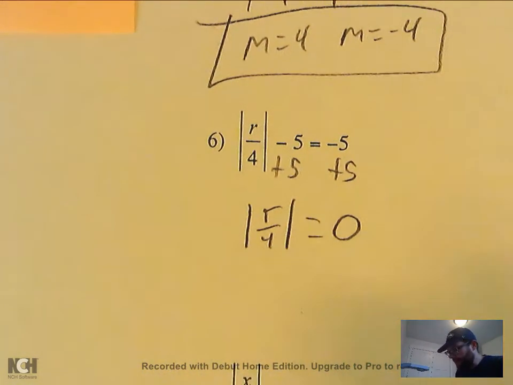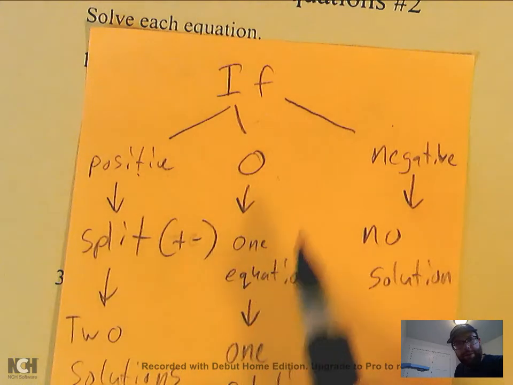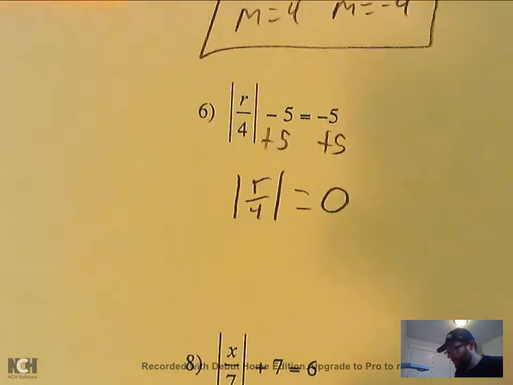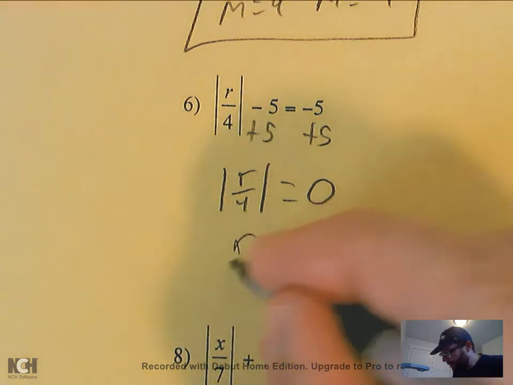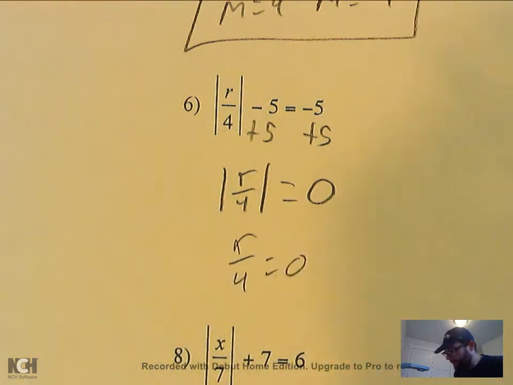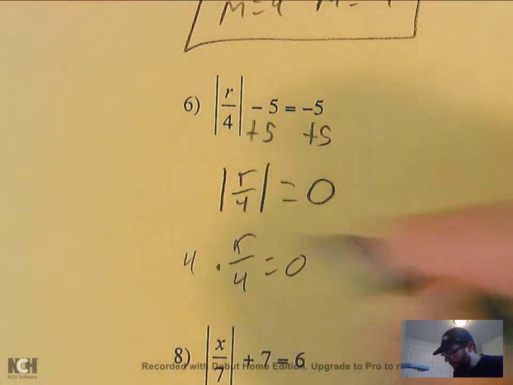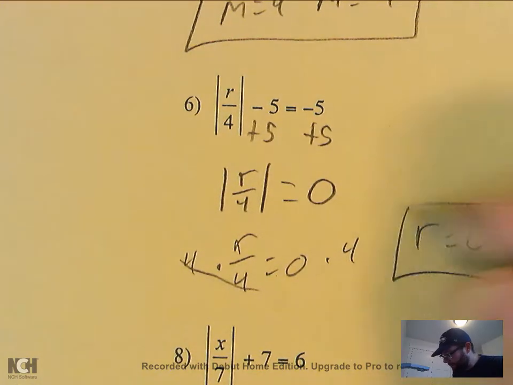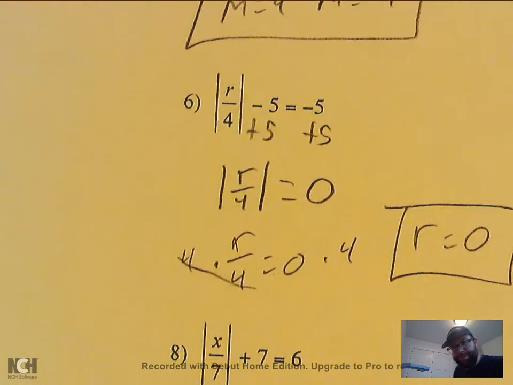So absolute values by itself now, let's look. 0 is the one solution, so you just solve the equation there, drop the absolute value. So r over 4 is equal to 0. You just multiply by 4, right? Multiply by 4, and that cancels out, and r would equal 0. And that would be your answer.